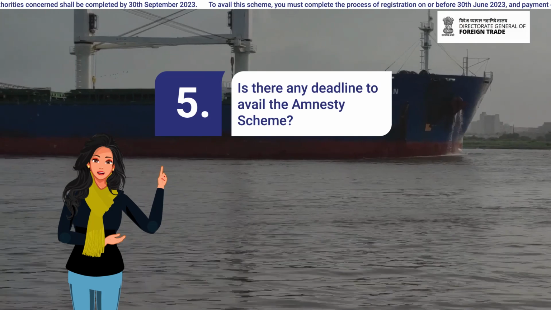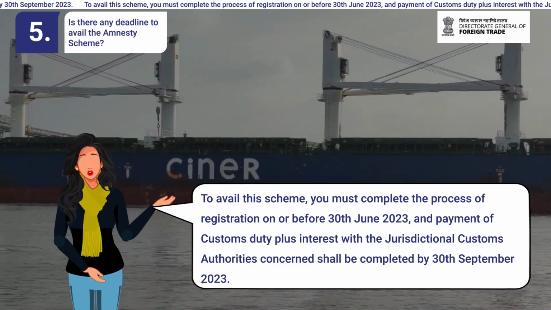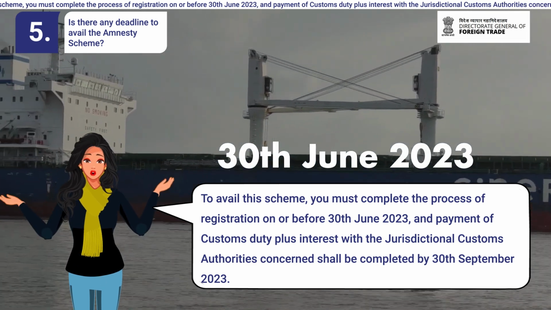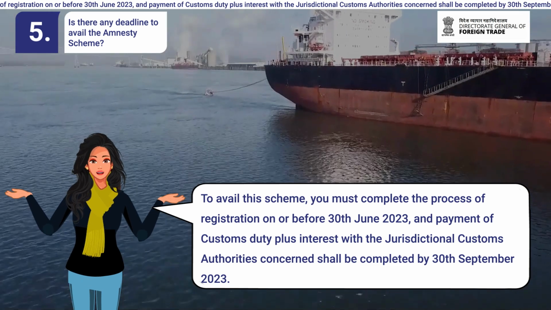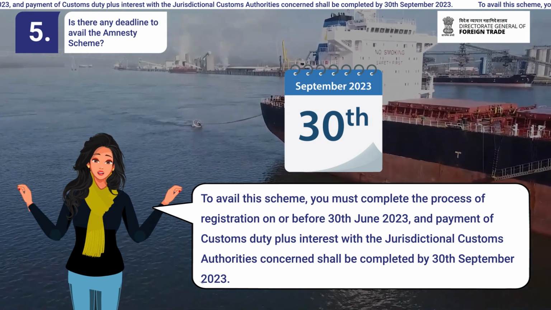Is there any deadline to avail the Amnesty Scheme? To avail this scheme, you must complete the process of registration on or before 30th June 2023. The payment of customs duty plus interest with the jurisdictional customs authorities concerned shall be completed by 30th September 2023.